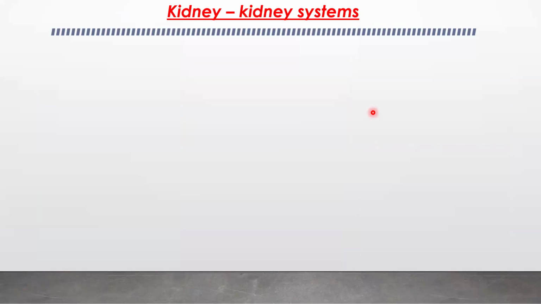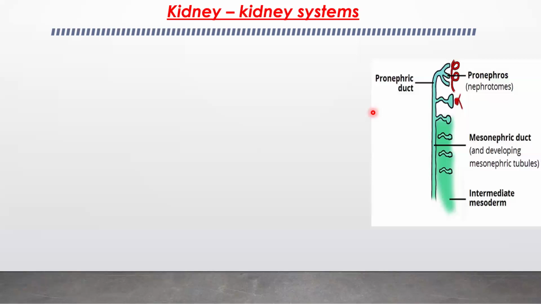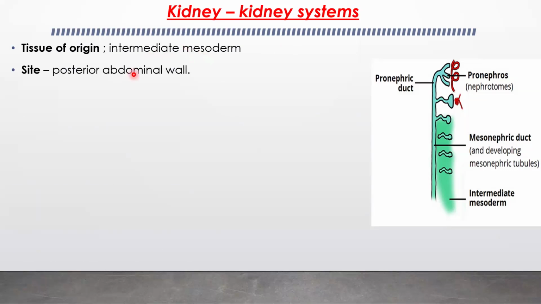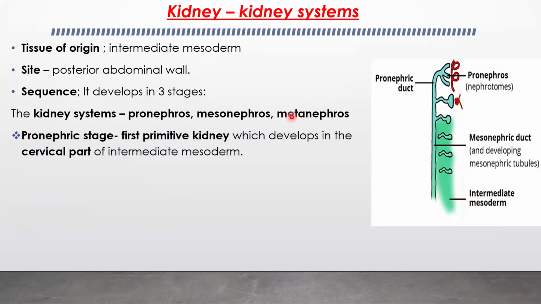Okay, so let's go to the kidney. So remember we said the kidney will develop through three kidney systems. The tissue of origin is the intermediate mesoderm, and the site is the posterior abdominal wall. And then it has three stages. The three stages are pronephros, mesonephros, and metanephros. And they develop with time. So pronephros are the earliest, mesonephros come after pronephros, and then metanephros are the last ones that give us the permanent kidneys.